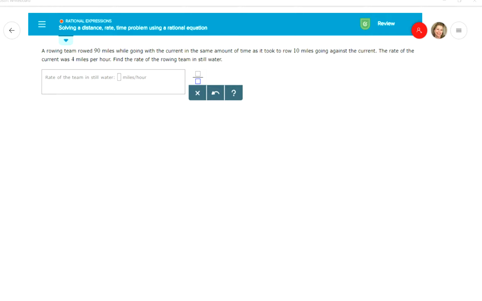If you're going with the current, it actually speeds you up. If you go against the current, it actually slows you down. And in any of these problems, there is a formula that you need to remember, and that formula is simply D equals RT, where D is distance, R is rate, and T is time.